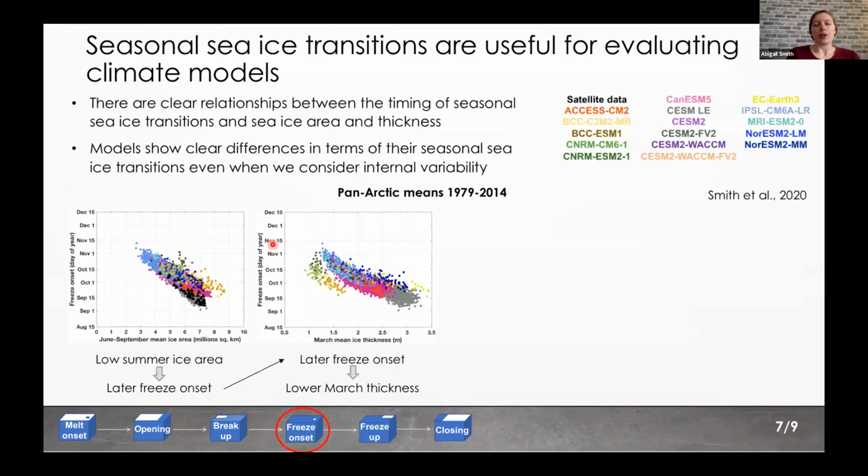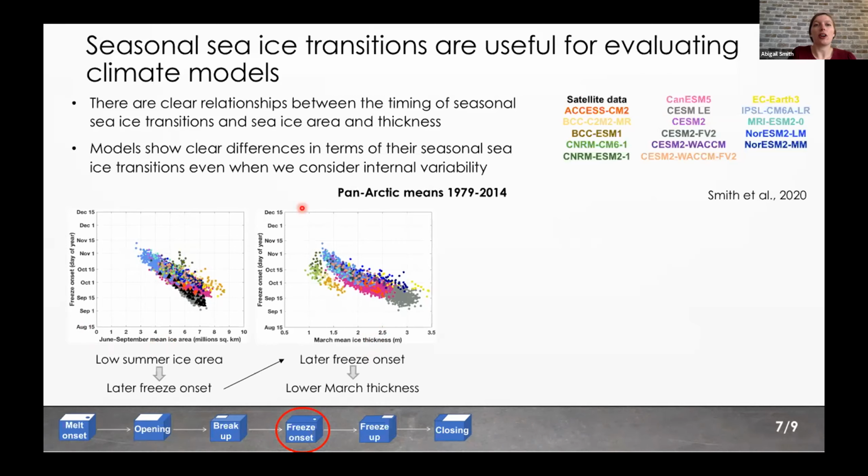So now that we know how well climate models are representing these seasonal transitions, we want to draw connections between these dates and other aspects of the sea ice that we're interested in, including the sea ice area and thickness. What I'm showing in these plots is the mean freeze onset date on the y-axis, and the x-axis is different between the two. There's mean summer ice area on this x-axis, and then mean March ice thickness on this one. Each of these points is 1 year in one ensemble member of each model, and the models are all color-coded up here. Satellite data is in the black triangles.